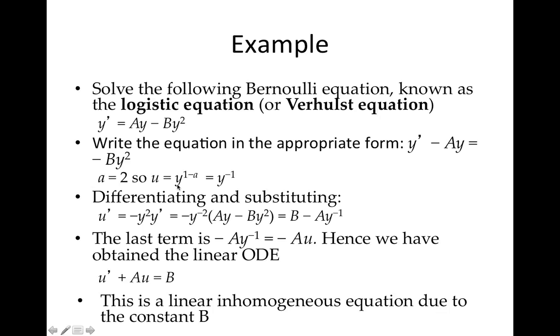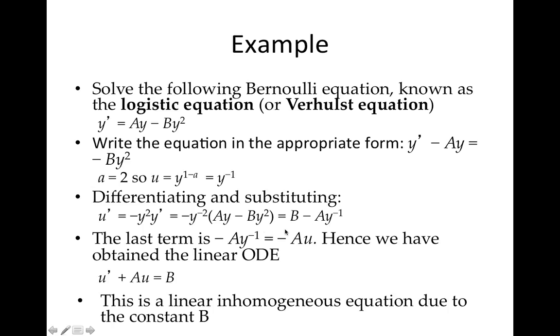So u, which is y to the 1 minus a power, is going to be y to the minus 1. So if we take the derivative then of u prime, we'll get minus y, and I'm sorry, this should be a minus 2 times, it's a typo, times y prime. And then if we substitute for y prime from our original differential equation, we get the following equation, and then some simplification gives us b minus a to the y minus 1.